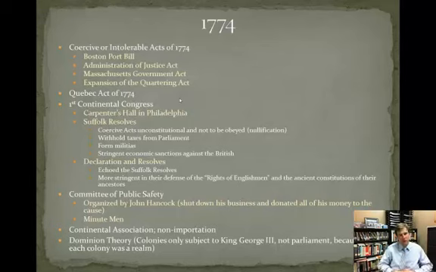They also adopted something called the Continental Association, which was non-importation. And the idea was to not import British goods.